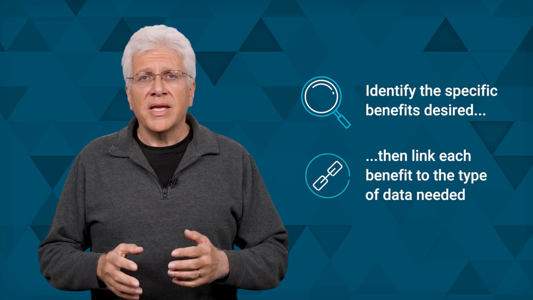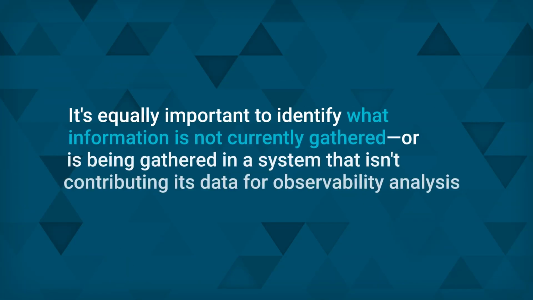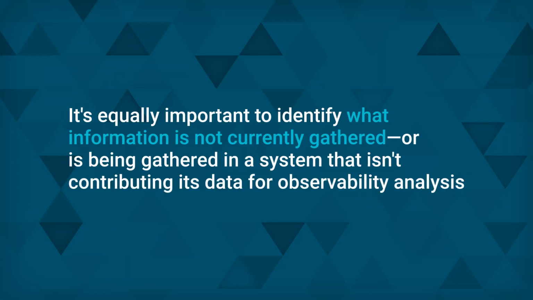You can minimize challenges and reap the benefits of observability by beginning with a plan. The first step is to identify the specific benefits desired, then link each benefit to the type of data that would be needed to achieve that benefit. It's important that these links between benefit desired and data needed consider the data you have available through monitoring and telemetry. But it's equally important to identify what information is not currently gathered or is being gathered in a system that isn't contributing its data for observability analysis.